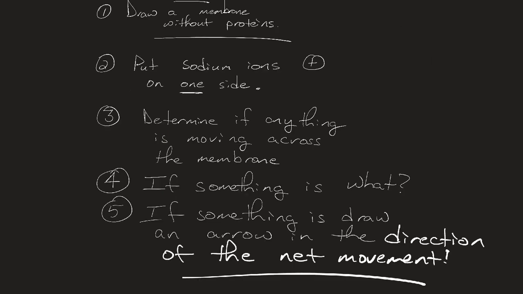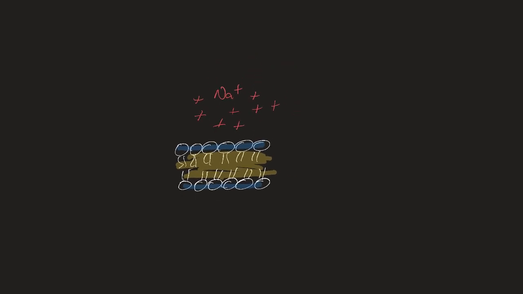All right. Easily drawn. Again, when I look at this, I know these are hydrophilic. I know these are hydrophobic. It says I have to put sodium ions on one side. I'm not going to keep writing Na, so I just put a bunch of pluses. And the question is, will something move through this membrane? If so, what?